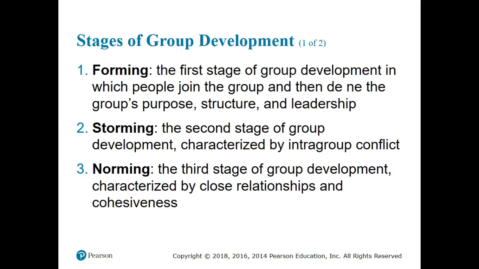And the norming stage is one in which close relationships develop and the group becomes a cohesive team. Now there's a strong sense of group identity and camaraderie. And this stage is complete when the group structure solidifies and the group has assimilated a common set of expectations or norms regarding member behavior.